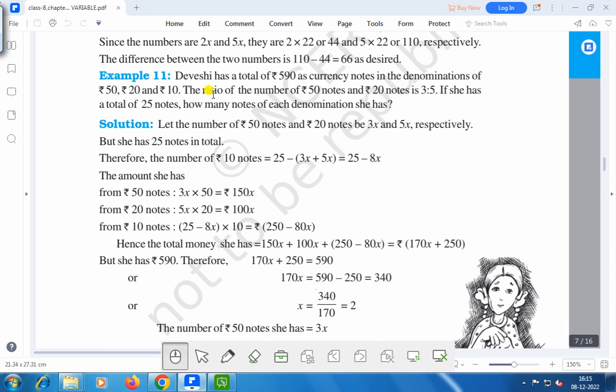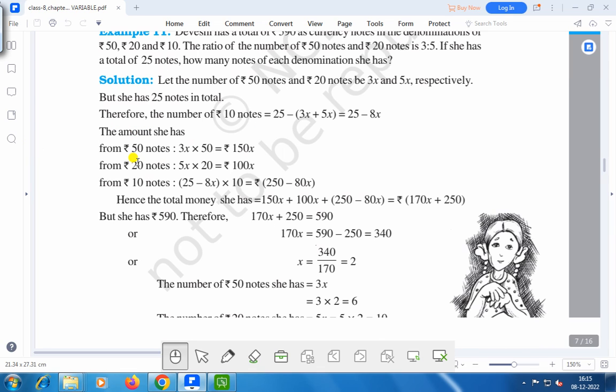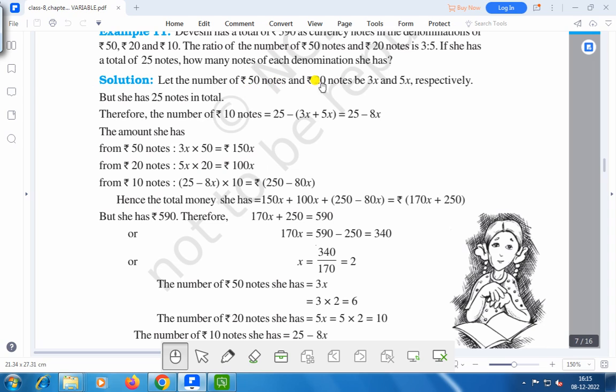Now, example 11. She has a total of rupees 590 as currency notes in the denominations of rupees 50, rupees 20, and rupees 10. The ratio of the number of rupees 50 notes and rupees 20 notes is 3 to 5. If she has a total of 25 notes, how many notes of each denomination does she have? Let the number of rupees 50 notes and rupees 20 notes be 3x and 5x respectively. But she has 25 notes in total. Therefore, the number of 10 rupee notes is equal to 25 minus 3x plus 5x, equal to 25 minus 8x.